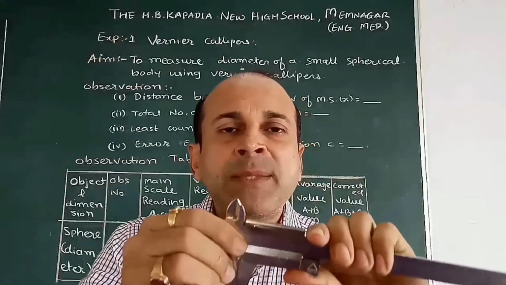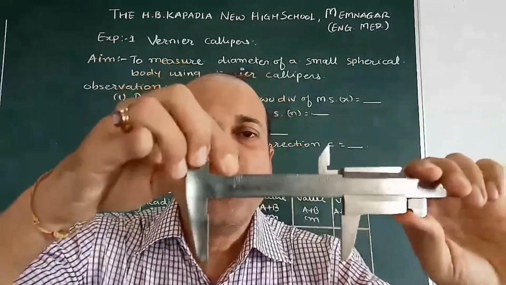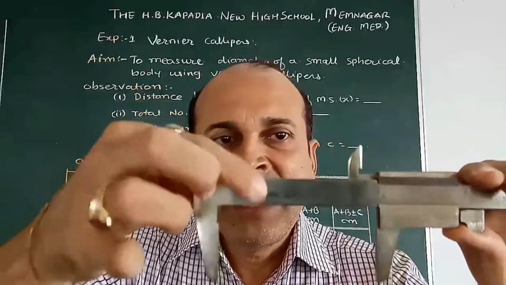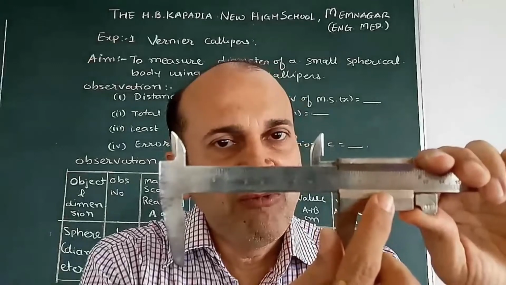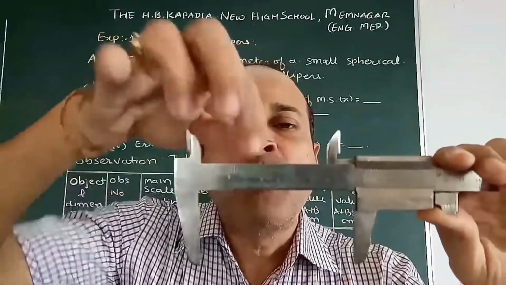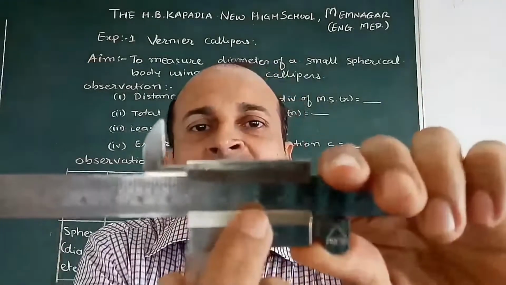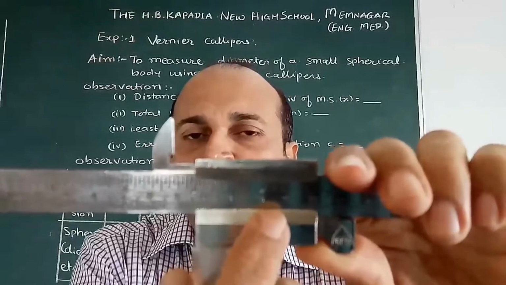Vernier calipers has two main parts. First, the part which is not moving is the main scale. The part which is moving is the vernier scale. The scale marked here is the main scale, in centimeters, and here some divisions on it are the vernier scale.